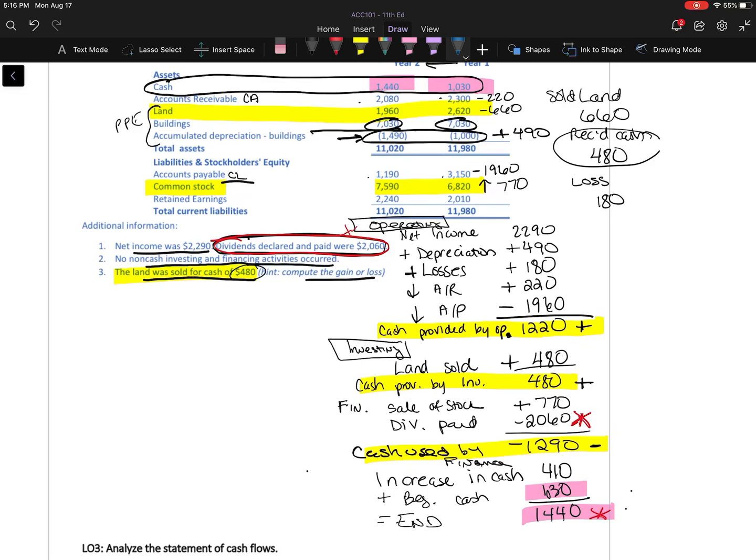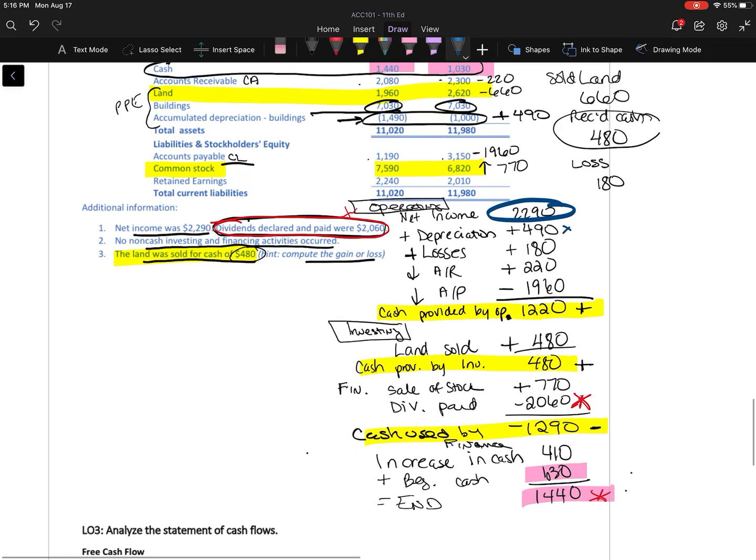Now, let me just talk in general. As a user of a set of financial statements, I would look at the statement of cash flows. It shows you for the time period, so this would be for a year. I would say, okay, my net income is $2,290. I would expect that cash is going to be greater than that, right?